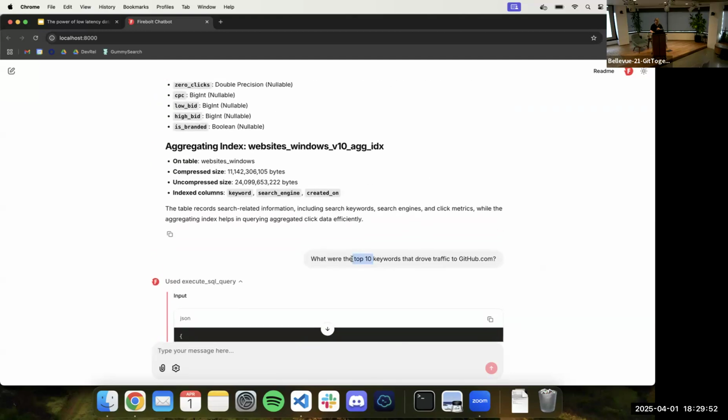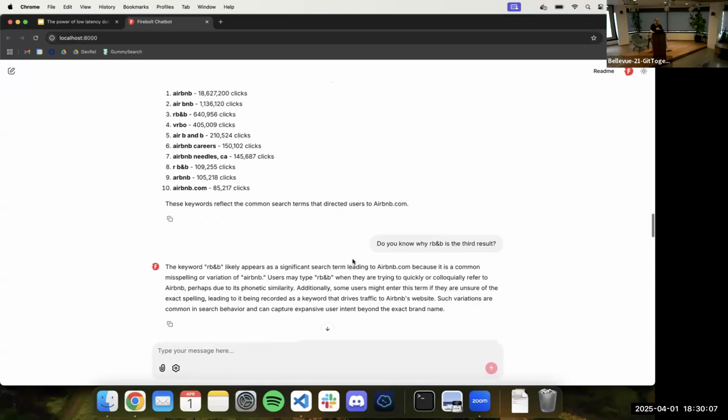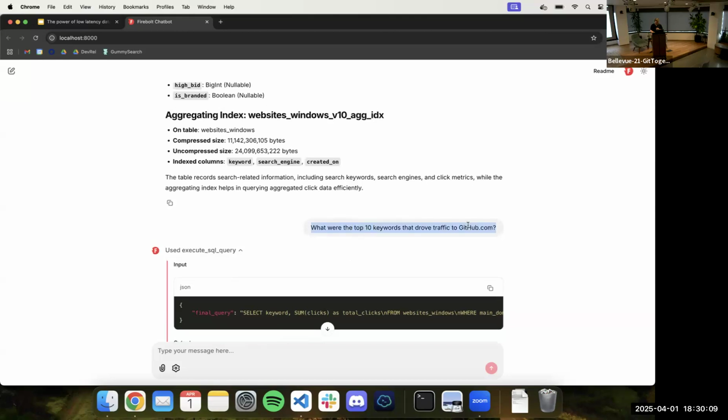I guess my first thought is it's because I gave it this top 10 here. And in the follow-up questions, I did not, so I think it just inferred that that was what I wanted it to keep doing. There's nothing in my repository telling it limit 10. If I go back here, let's prove this. Let's do top 250 keywords that drove traffic to Airbnb.com.